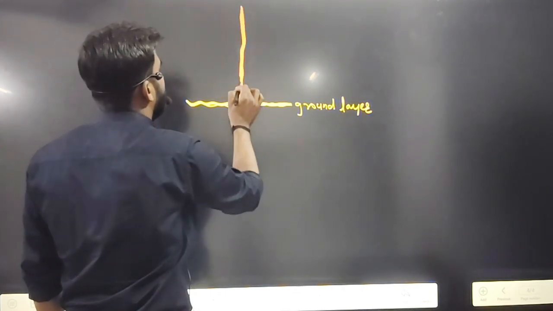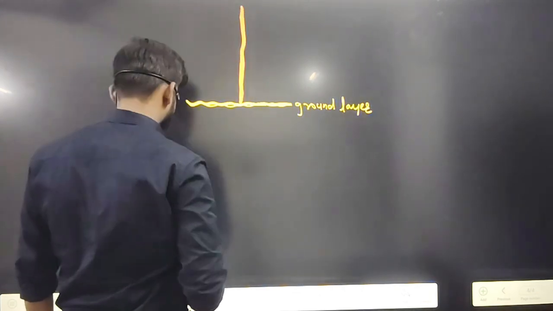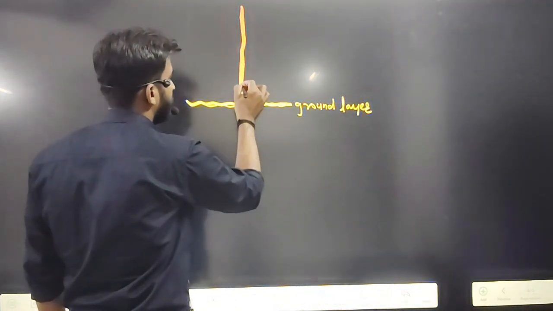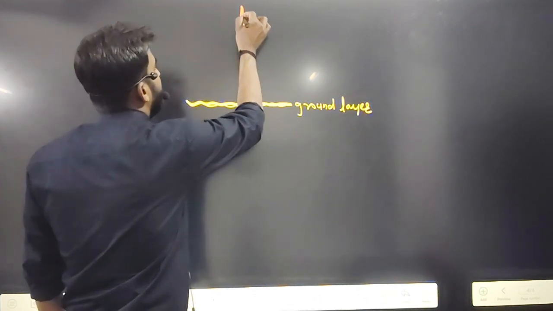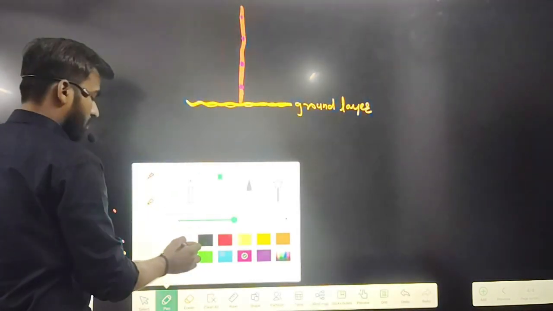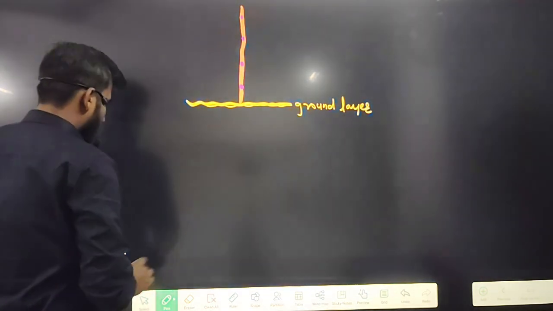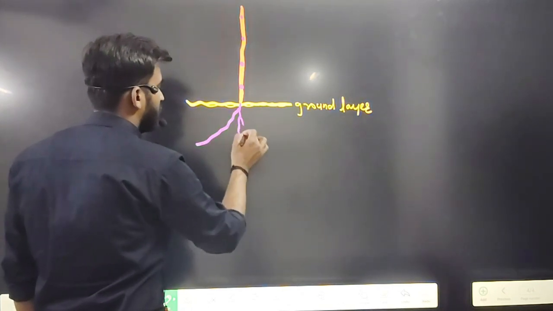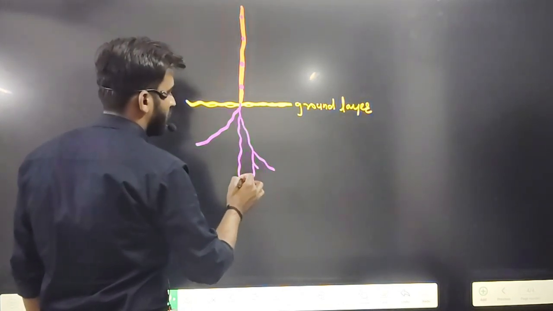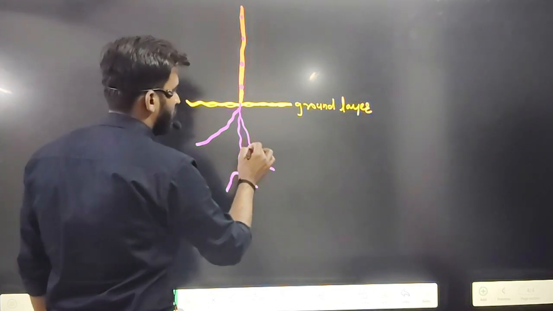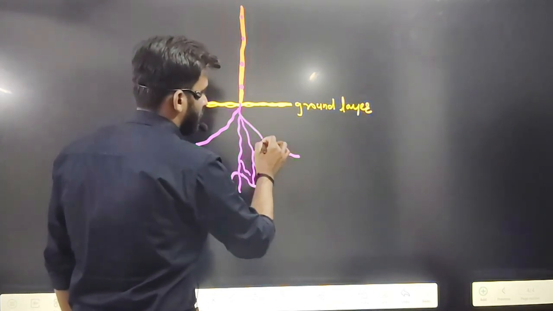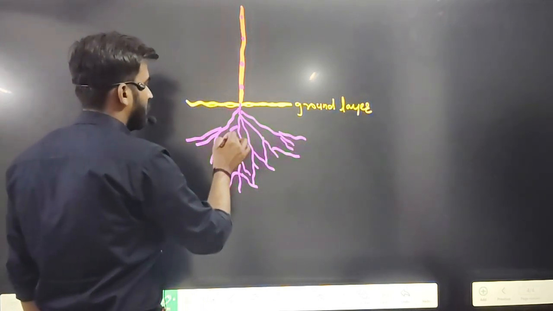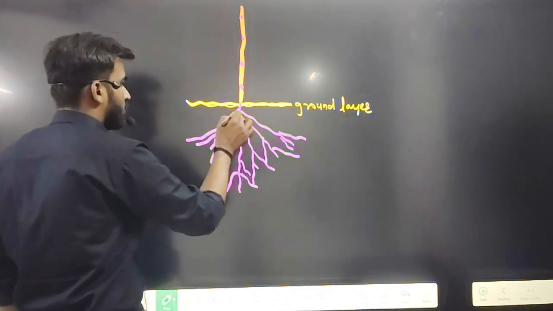Stem, they are having two types or two regions mainly. First, they present the node, and in between the node is called the internode. In the lower side, formation of the root system. They have three types of roots.